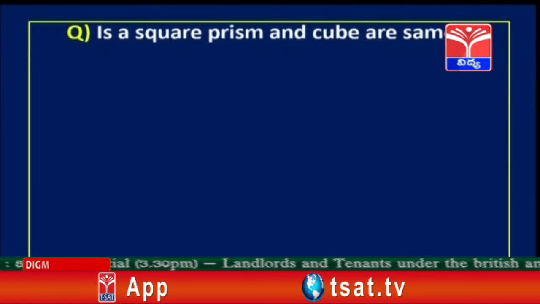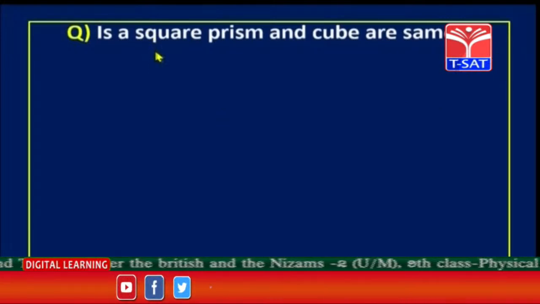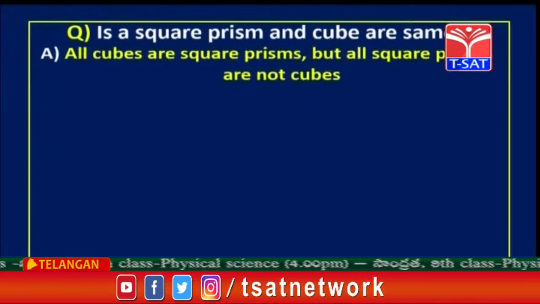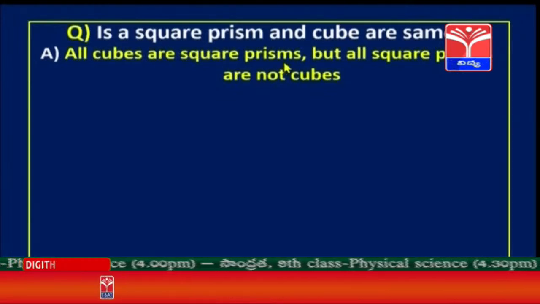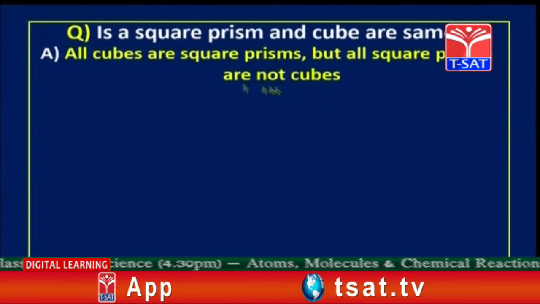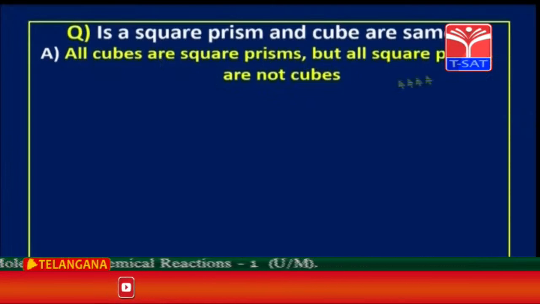Is a square prism and a cube the same? Children, many students will get a doubt whether a square prism and a cube are the same or not. Now let us understand. All cubes are square prisms, but all square prisms are not cubes. Try to understand, children. All cubes are square prisms, but all square prisms are not cubes.